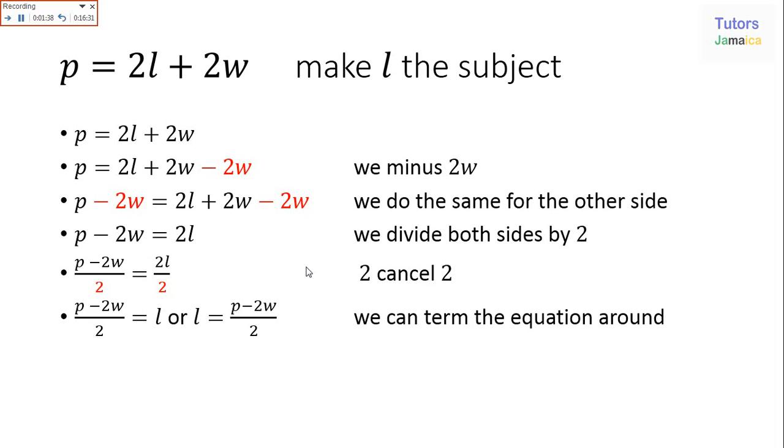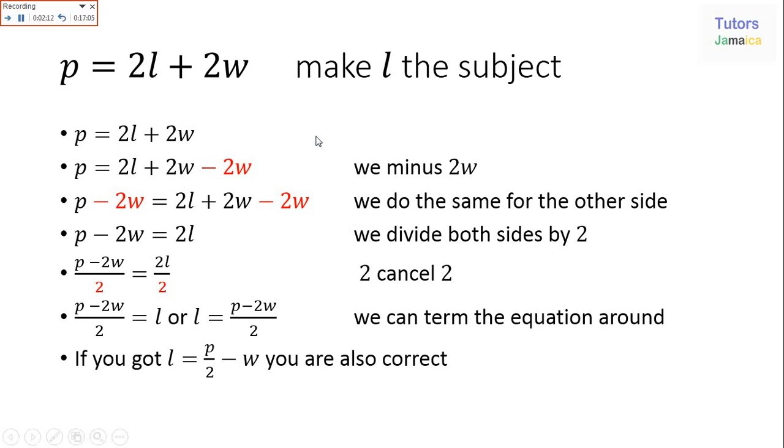Now, the reason why we write it this way is we write the L first because that's what we want to find. We want to make people know that this is what we are trying to find, the L. So that is why we write that first. Now, if you got L equals P over 2 minus W, that is also correct. That is the same as what we have here. And I can show you in a future video why those are the same.